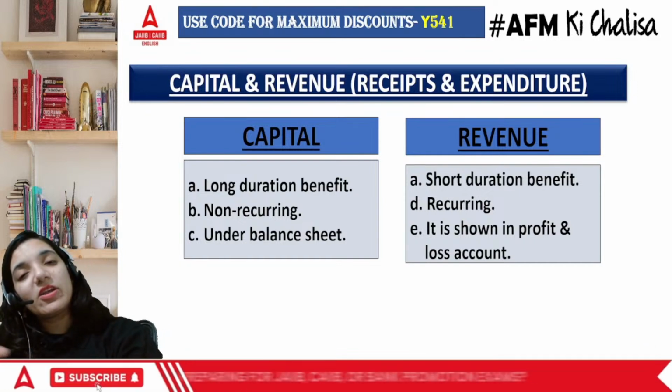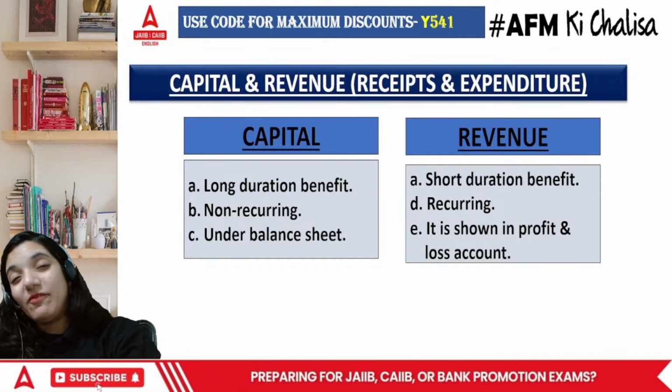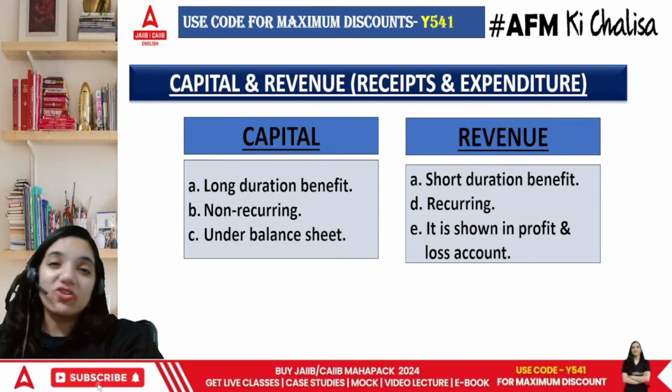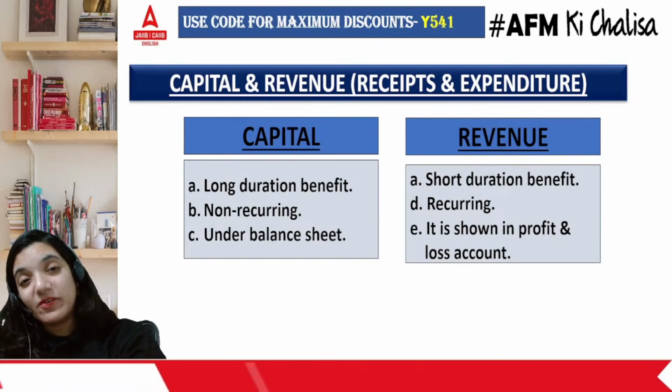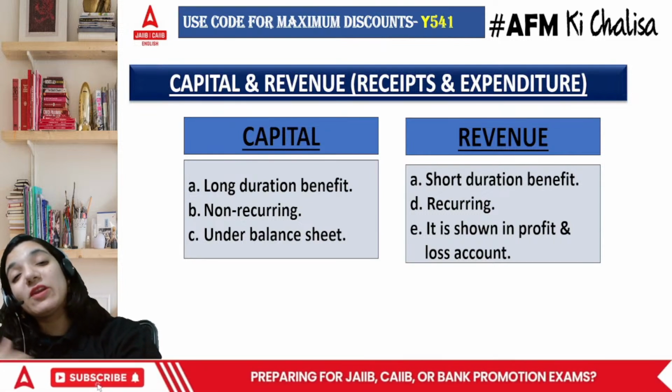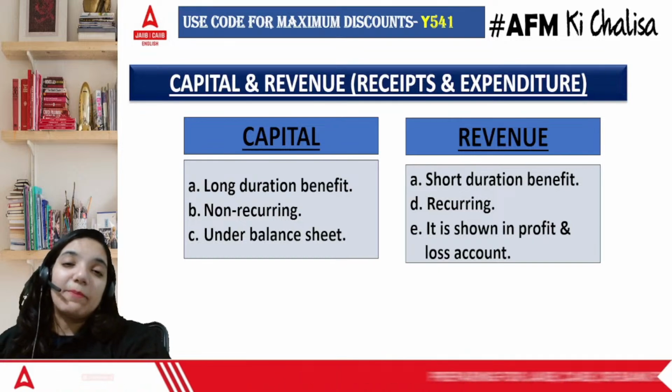So any particular expense that you do and the benefit is reaped within the year itself, that is called revenue expenditure. Something which you spend at this point of time, but the benefit can be reaped for a number of years, that's called capital expenditure.